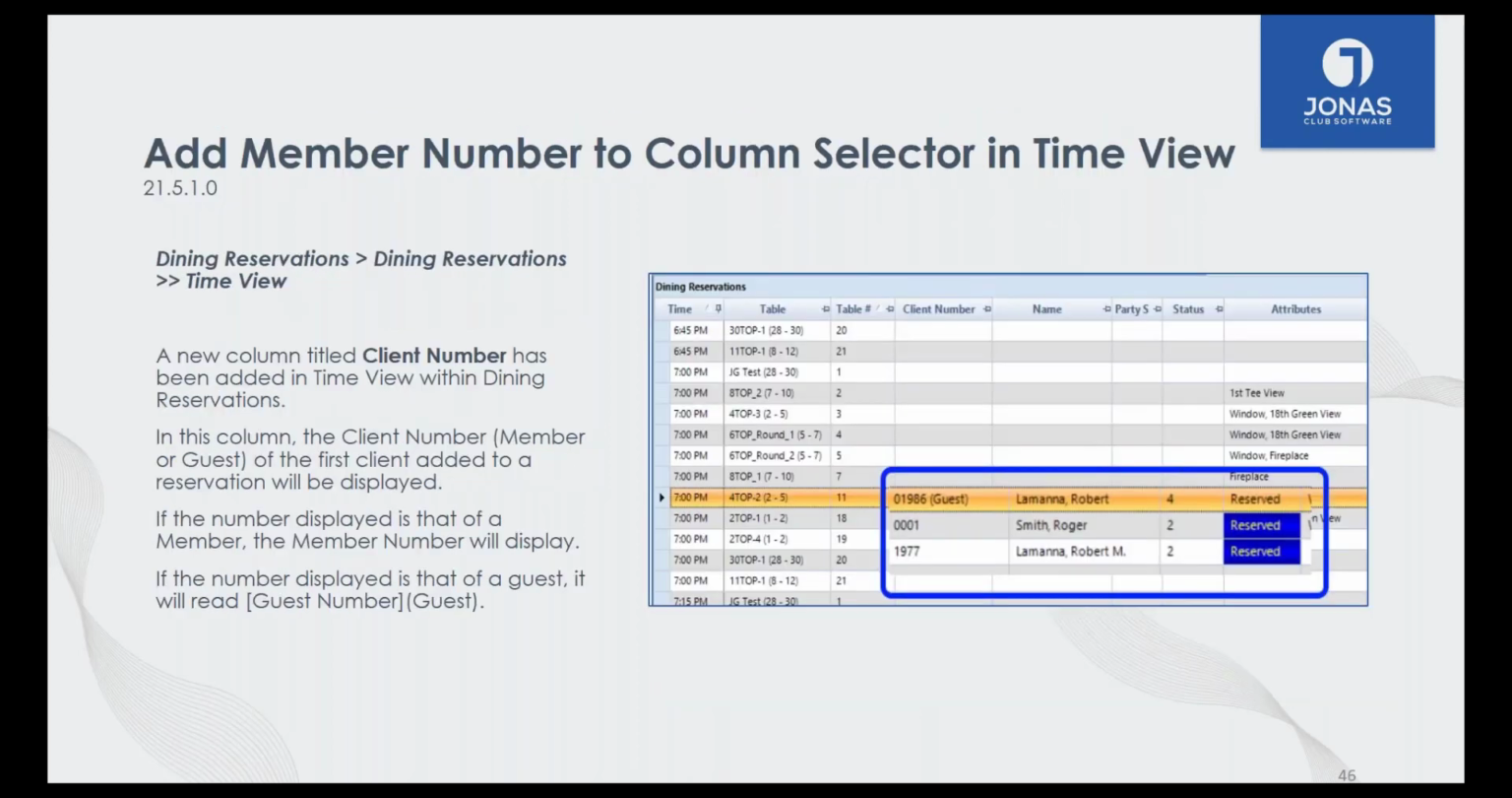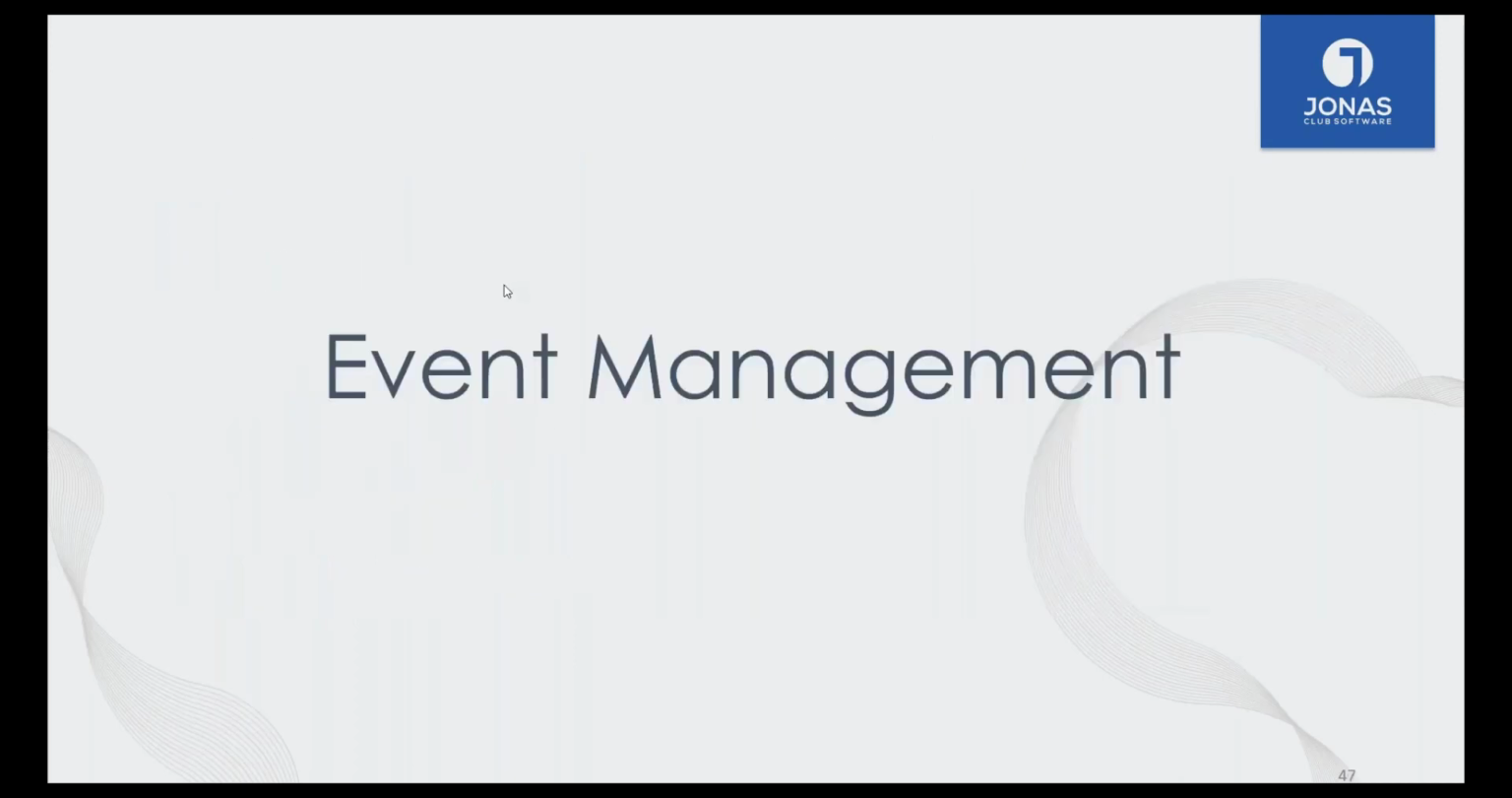We've also added the member number to the time view within the dining reservations schedule screen. So you can see here that we show both member and guest numbers if applicable. And in the case of a guest, we'll show their guest number with the word guest in brackets so that you can tell which ones are guests and which ones are members. But we just added that to the time view so you can see the member number for the member, or guest number in their case, that has a reservation at a given time.